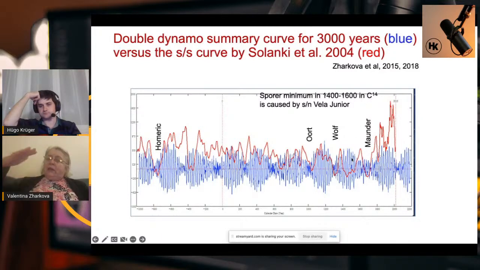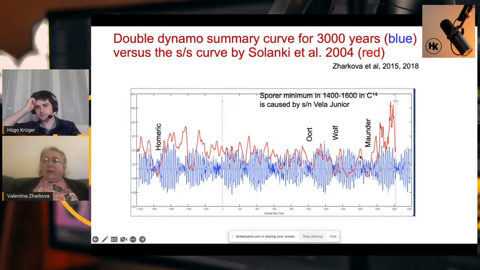For the isotope, they need to know the background of radiation on the Earth from any sources. So they assumed it was a normal background like we have now. Well, in reality, it was a much stronger background caused by this Vela Junior, which gave them a calculation error of about 250 years. So this grand solar minimum actually should be the Wolf minimum.